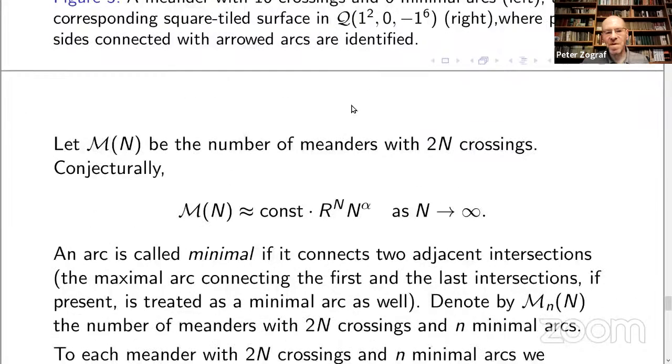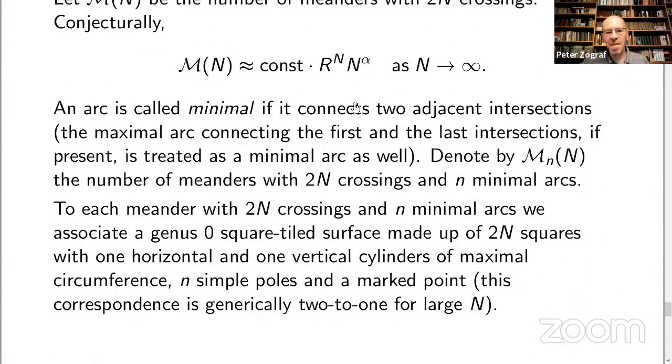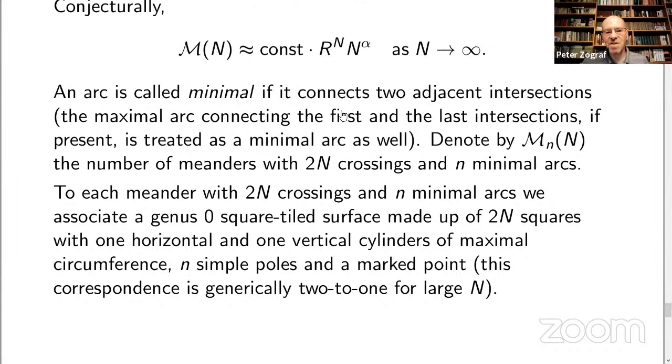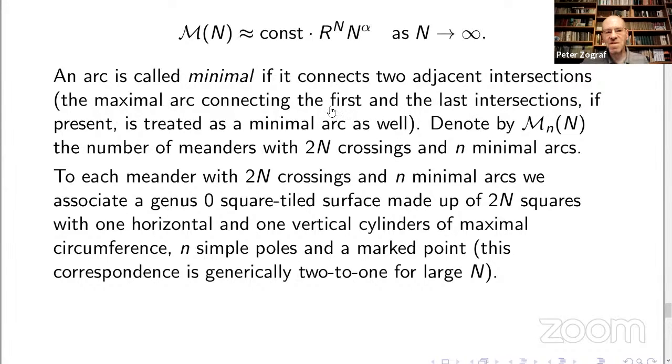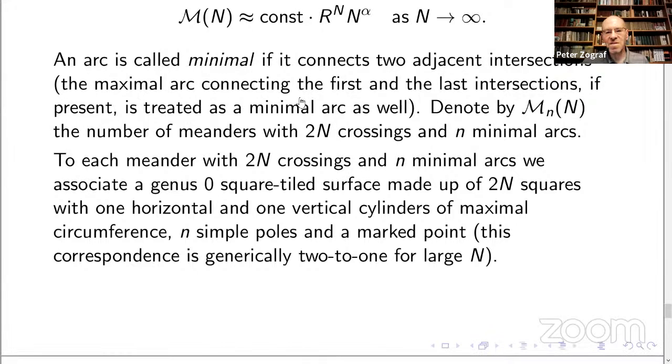So there is a correspondence: to each meander with 2n crossings and n minimal arcs we associate a genus 0 square tile surface made up of 2n squares with one horizontal and one vertical cylinder of maximal circumference, with n simple poles and a marked point. We need now to mark a point that corresponds to the point at infinity of a meander. And this correspondence is generically 2 to 1 for large n.